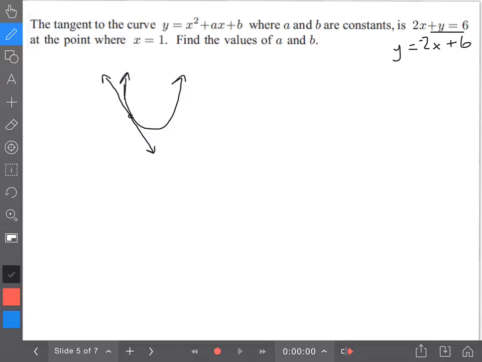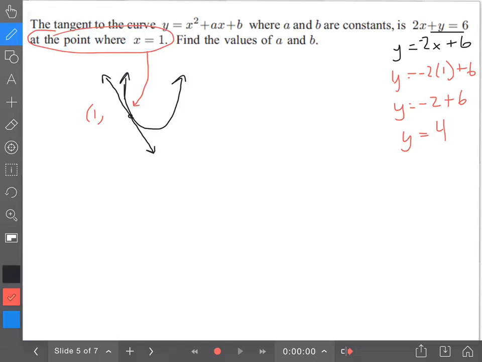Now, where are they touching? Well, they're touching at the point where x equals 1. Now, the x value there is 1. Do you know the y value? Why, of course you do. If it's tangent, that means that that point is on that straight line. So we can put that 1 into the equation. We can go y equals negative 2 times 1 plus 6, and then I get y equals negative 2 plus 6, which means that y equals 4. So 1 comma 4 is the point where this line is tangent.